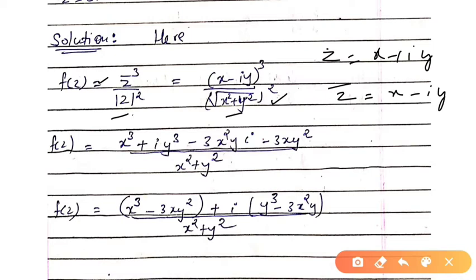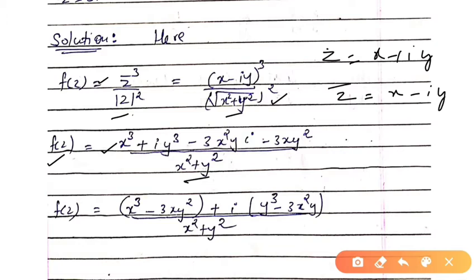Now in the numerator portion, we will use the formula of a minus b whole cube. So we get here x cube plus i y cube minus 3x square yi minus 3x y square, upon, see here, it is under root of x square plus y square whole square, so it will get cancelled and you are only left with x square plus y square.